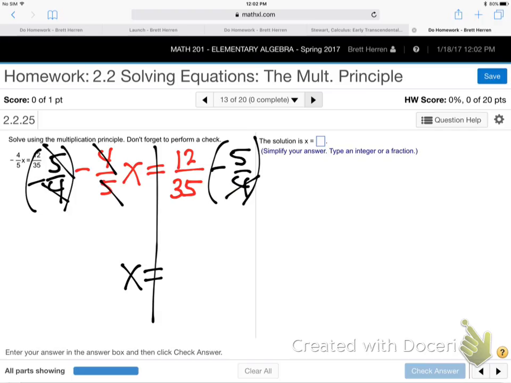Cross cancel. 4 goes into 12 3 times. 5 goes into 35 7. Use a calculator if you're rusty on some of those. So those are gone. What's left? 3/7 and negative. Don't forget the negative because there's this negative right here. It goes right there, that was the negative that was on the other side. That's right, because I multiplied both sides by negative 5/4. So that negative comes down. Is that good? Does that make sense? Questions? All right.